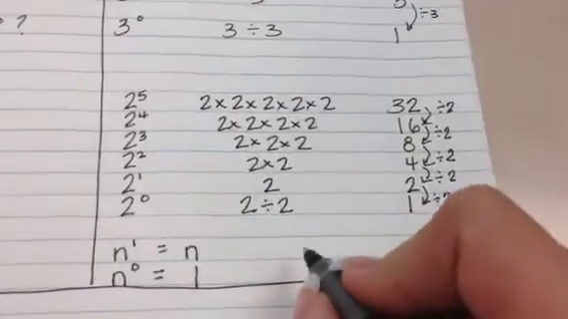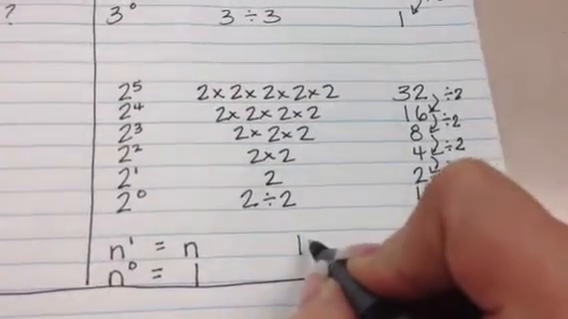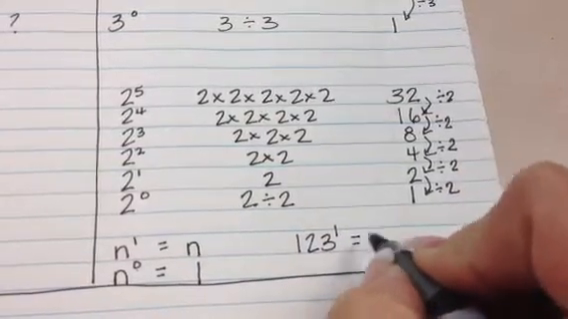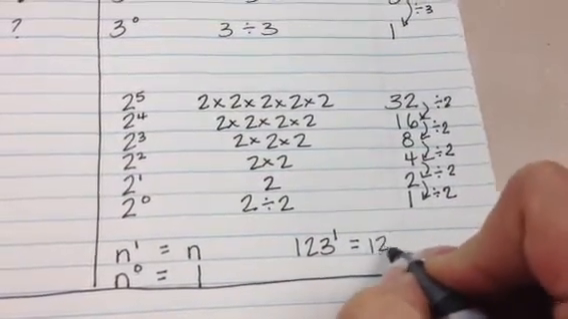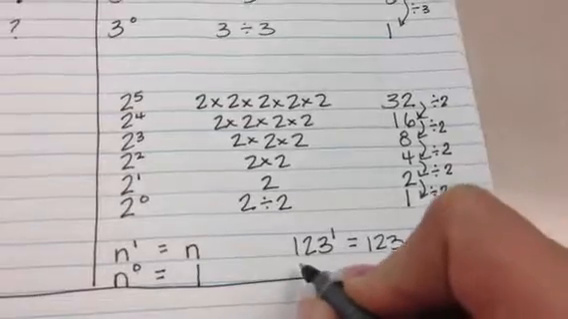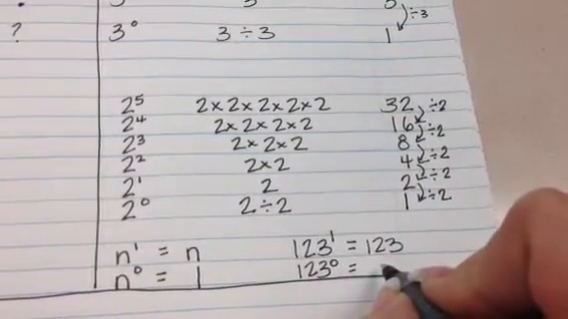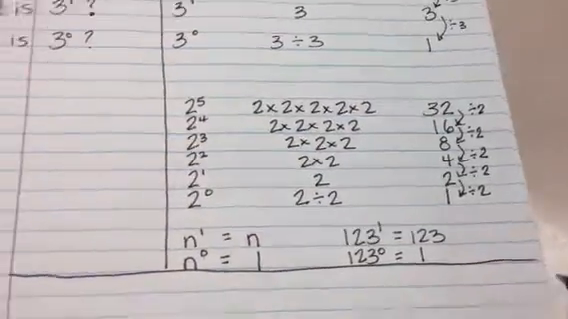So here's another example. 123 to the first power is going to equal 123. But 123 to the 0 power is just 1.